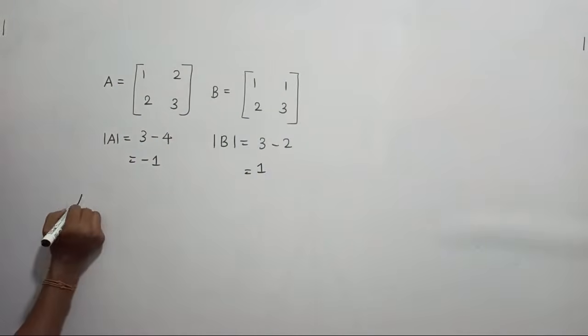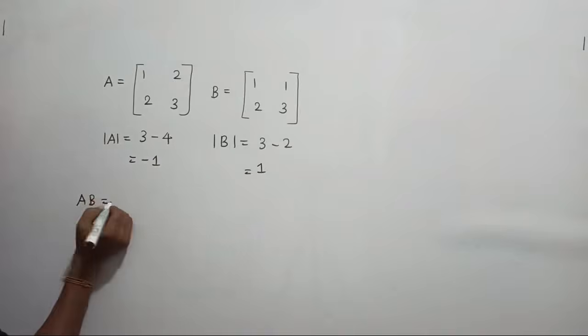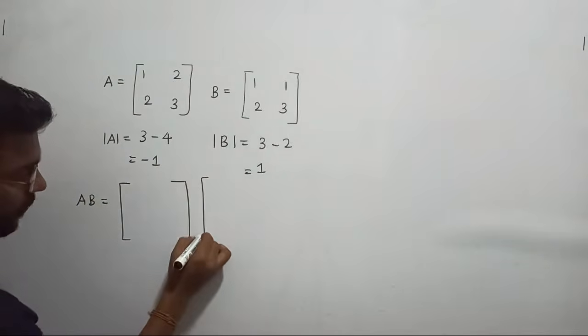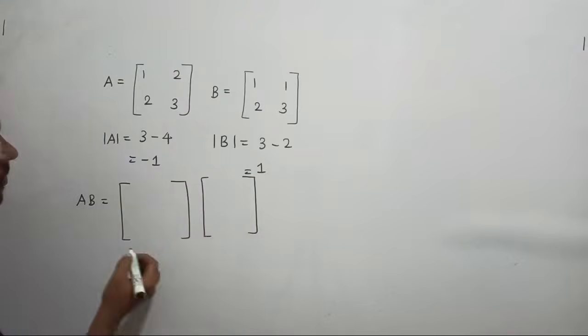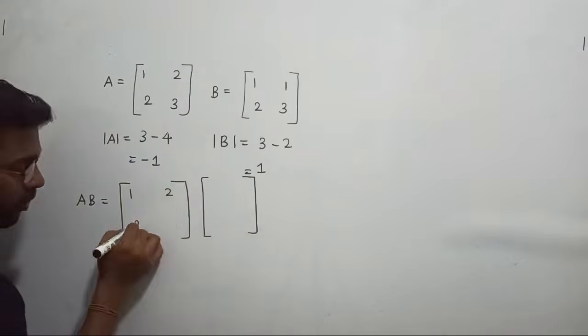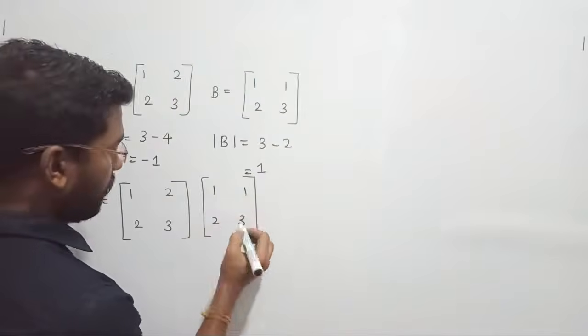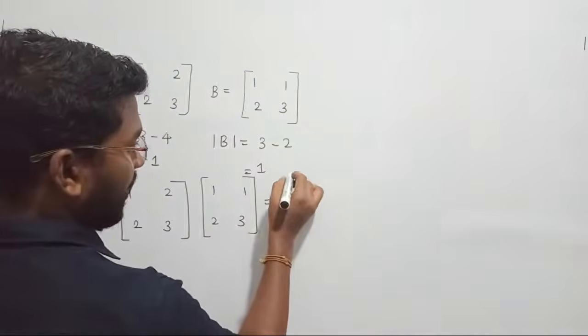Now, first find out the product of A into B. Matrix A and B. What will be the answer? Let me do it. Further, I have to consider matrix A and matrix B. That is 1, 2, 2, 3. Matrix B is 1, 1, 2, 3. Right? Let's see what its resultant answer is going to be.